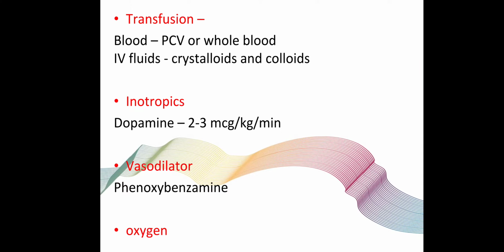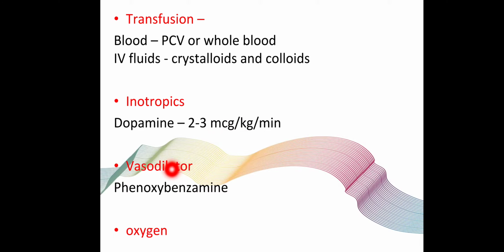Second, I told you about inotropes. They will increase contractility of the heart. For that, you can give dopamine 2 to 3 microgram per kg per minute, right? As you all know, dopamine acts on the D1 receptor in the kidney as well as the beta 1 receptor on the heart, and it will increase the heart rate, right?